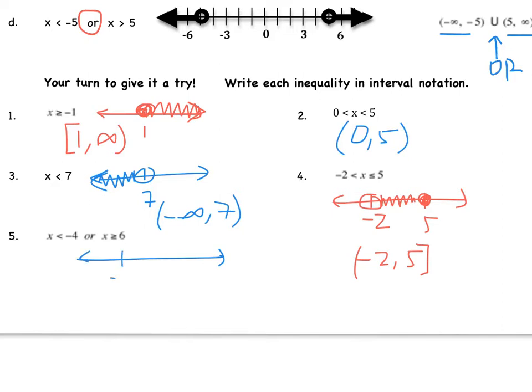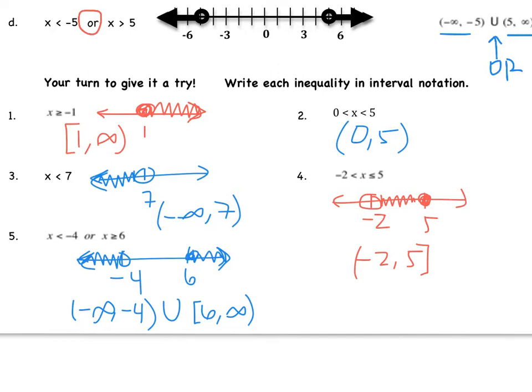And then problem 5, we have x is less than -4, so open circle, go less than. X is greater than or equal to 6, so closed circle at 6 and go bigger. And or you're going to need to have two intervals. First one is going to be -infinity to -4. Second one, I start at 6 and I go to positive infinity. And then the way to write the or is with the U.